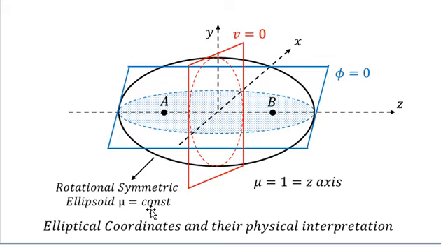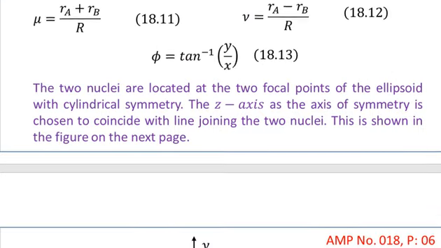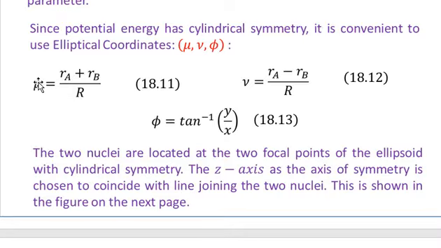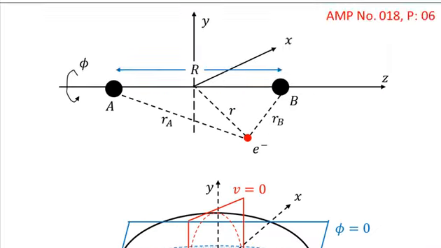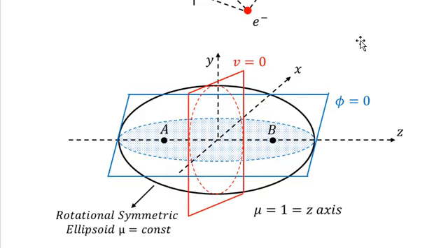But when mu is equal to 1, put the value of mu as 1 over here. Then capital R will be on this side, and Ra plus Rb will be equal to capital R. And this condition will only be possible when the electron is lying on the z-axis. When the electron is on the z-axis, under that condition, Ra plus Rb will be equal to capital R, that is the separation between nucleus A and nucleus B. So mu equal to 1 means that the electron is on the z-axis between the points A and B. So I think that I have explained this geometry.